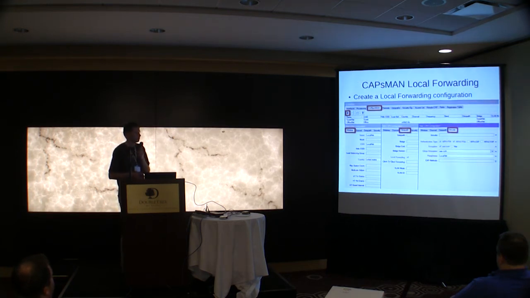So what do you need to do to create a local forwarding configuration? You go into the CAPsMAN local configuration section, add a new configuration, and name it, for example, localnet, with SSID localnet, and specify the country. Now we go to the data path, and in the data path we do not specify any bridge because it will not be used, because all the traffic will not be forwarded to the CAPsMAN. It will be processed on the AP. We specify the local forwarding checkbox. And of course, we specify security.